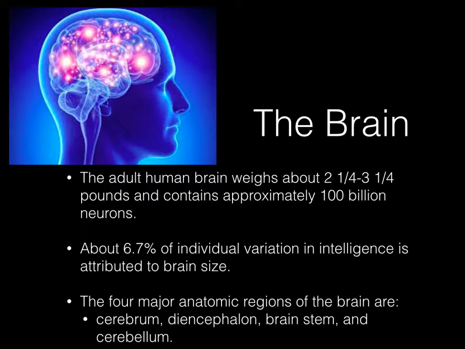So the brain, a couple of fun facts about our brain. The adult human brain weighs about 2¼ to 3¼ pounds and contains approximately 100 billion neurons. We often joke about somebody having a big brain or a small brain, but in actuality, about 6.7% of our intelligence is based off of the size of our brain. And we have four major regions of the brain. These are the cerebrum, the diencephalon, the brainstem, and the cerebellum.